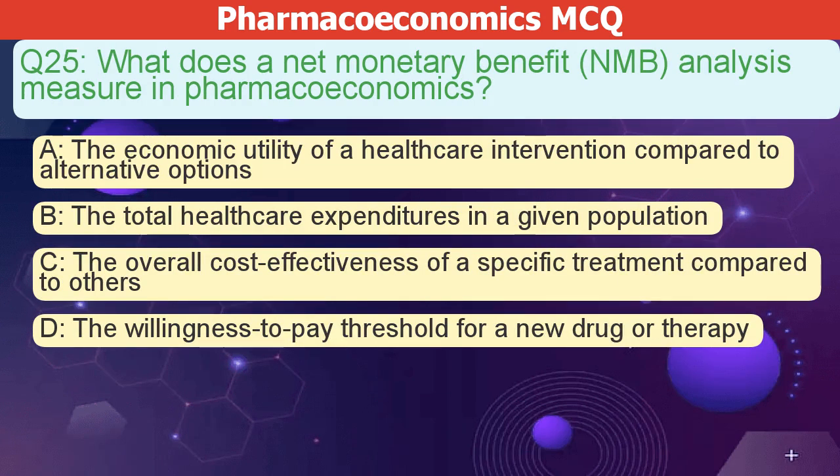What does a net monetary benefit, or NMB, analysis measure in pharmacoeconomics? A. The economic utility of a healthcare intervention compared to alternatives. B. The total healthcare expenditures in a given population. C. The overall cost effectiveness of a specific treatment compared to others. D. The willingness to pay threshold for a new drug or therapy.